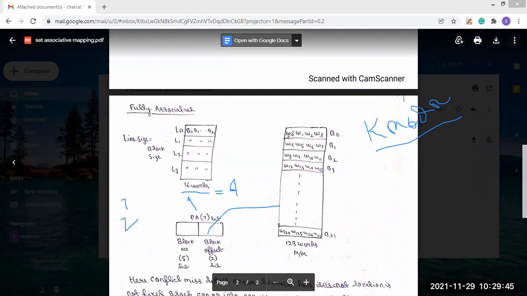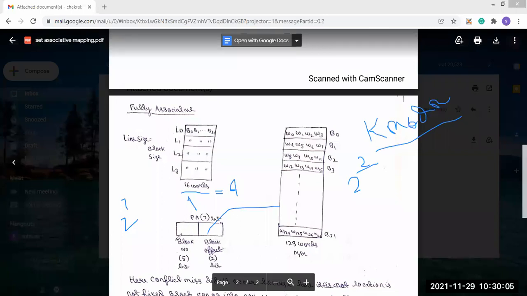In the block we have seen 4 words can be present. So to accommodate the 4 words, 2 bits are required. 2 to the power 2, that means 2 bits are required. So block offset will be 2 bits, and the block number is what? Block number will be 7 minus 2, that is 5 bits.